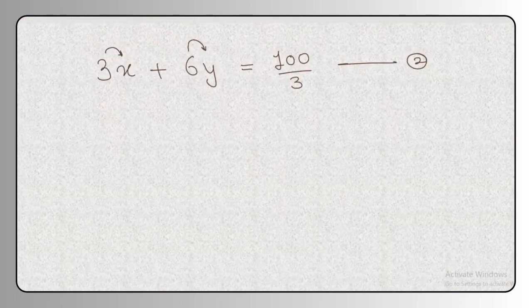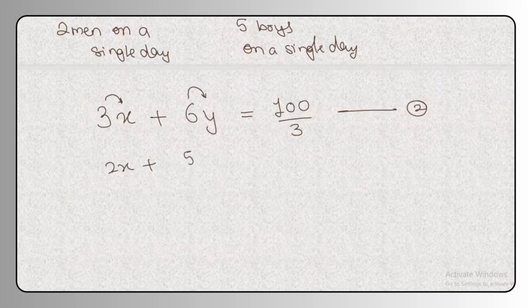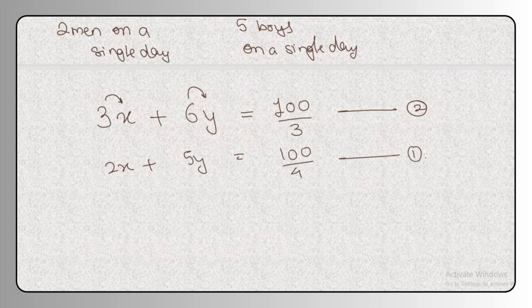2x plus 5y is equal to 100 upon 4. This is equation number 1. We can do elimination, we can do all sorts of things to solve them. I'll just do some elimination to get it solved. So I can multiply equation number 2 with 2 and I can multiply equation number 1 with 3, and then I can subtract them both.